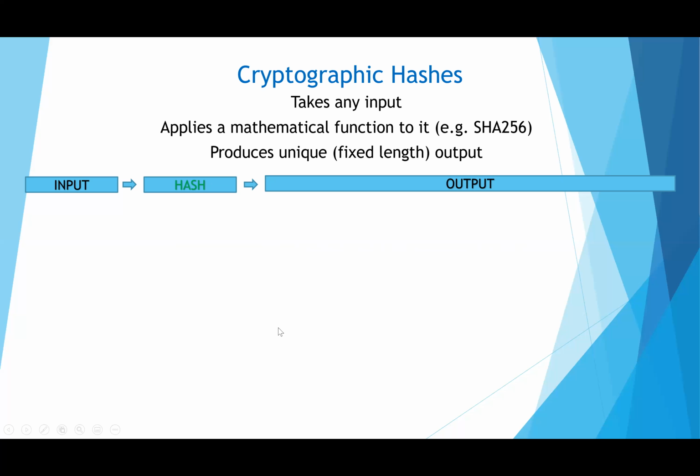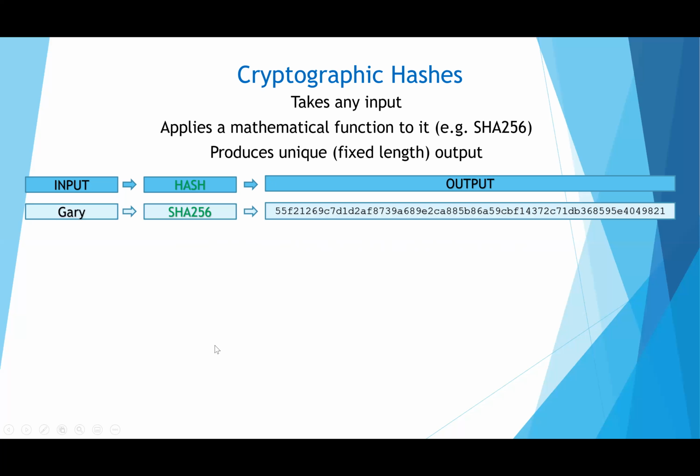One of the hashing algorithms, one of the mathematical functions we use in Bitcoin, is called SHA-256, which is secure hashing algorithm 256. And there are many other algorithms that you can use as well. If we look at what this does, if we take the word Gary, we just type it into a Word document or into a calculation or whatever, and apply a cryptographic hash on it, the output just looks like a jumbled load of code. You can see there it's like 55F21, blah, blah, blah.